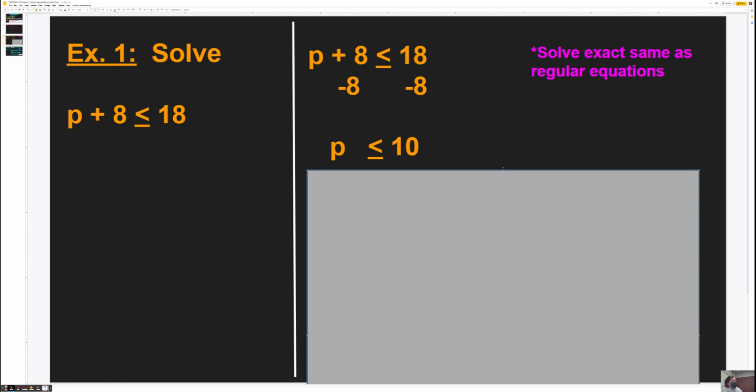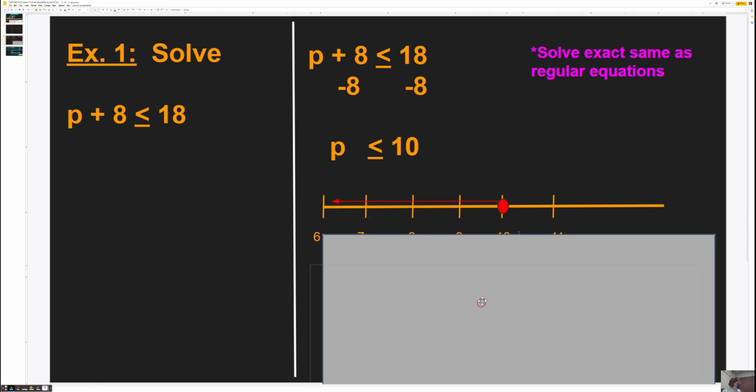So again, nothing is different here. If it was just P plus 8 equals 18, you would subtract 8 from both sides. The solution, which means if it was just an equal, 10 would be the only answer that works. But because we have this inequality symbol, P is less than or equal to 10, it could be 10 or any number smaller than 10. As Brody just said, 9 would be a solution. -3 would be a solution. Any number that's less than or equal to 10 would work.